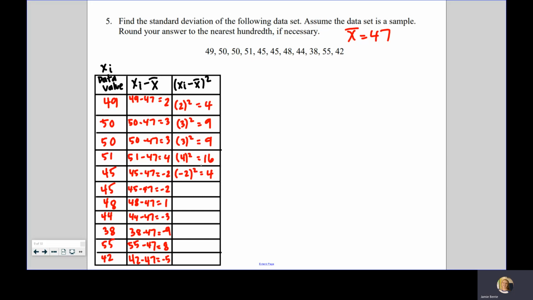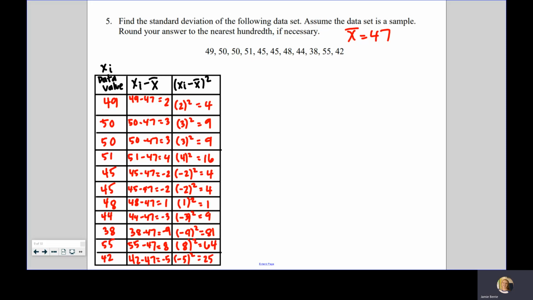Make sure that anytime you're squaring or raising a negative number to a power, you always have to put it in parentheses in your calculator. So negative 2 squared is negative 2 times negative 2, which is positive 4. 1 squared is 1. Negative 3 squared is 9. Negative 9 squared is 81, the big one. 8 squared is 64. And then negative 5 squared is 25.